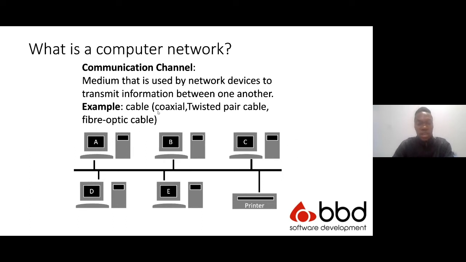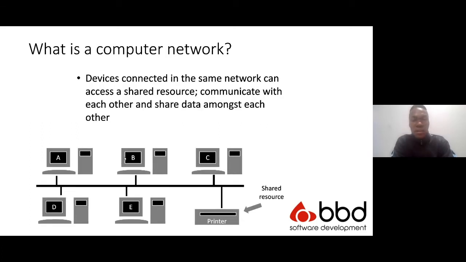And we have different types of cables. We have a coaxial cable, a twisted pair cable, as well as a fiber optic cable. All these network devices are connected to each other by means of a communication channel. These devices that are connected in the same network can share or access a shared resource. They are able to communicate with each other as well as share data amongst each other.